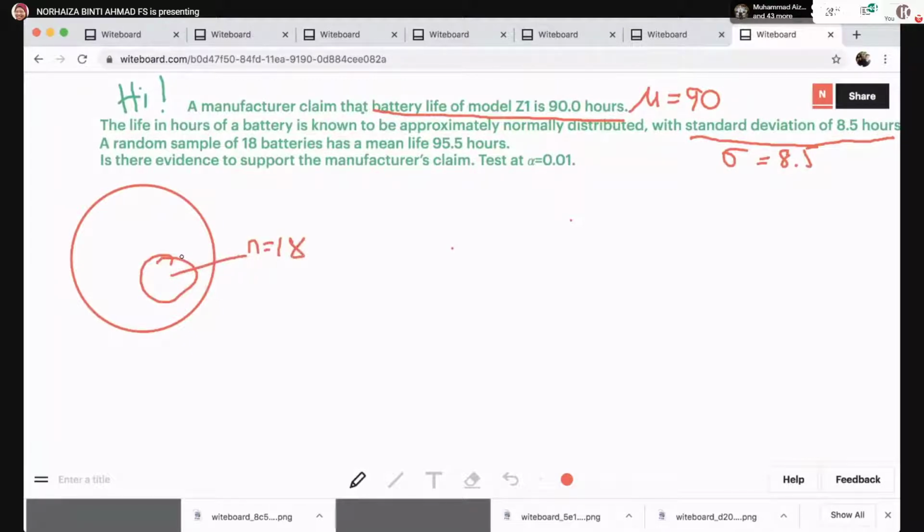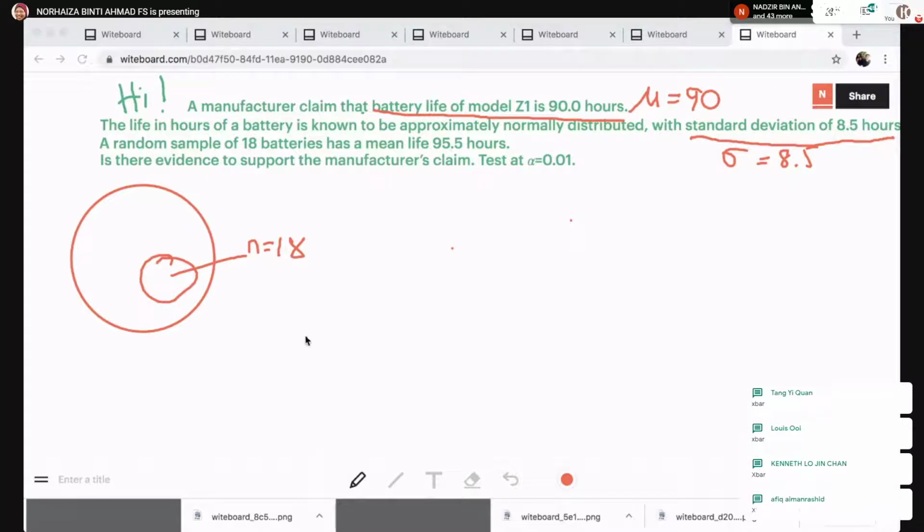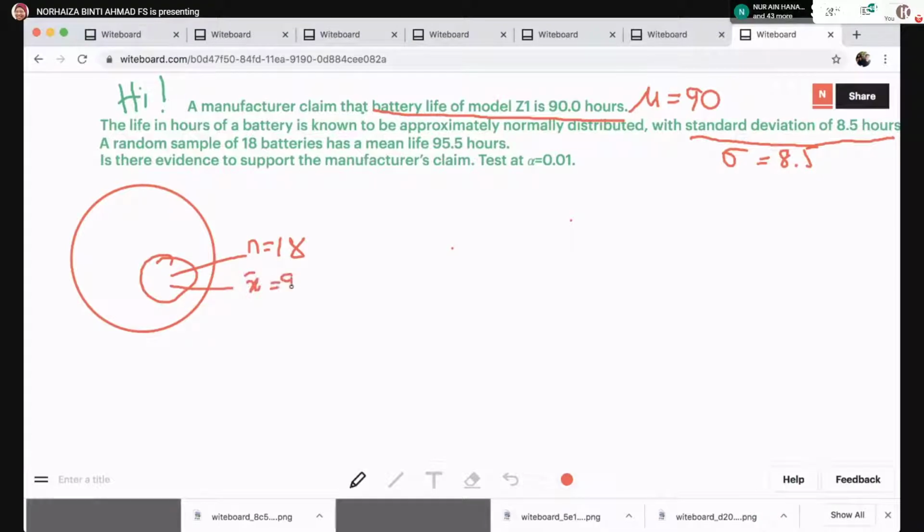And then what about mean life 95.5 hours? What's that? 95.5 hours mean life. So X bar. Okay, so therefore here I'll put X bar here, 95.5. Okay, so these are all the information that we have.